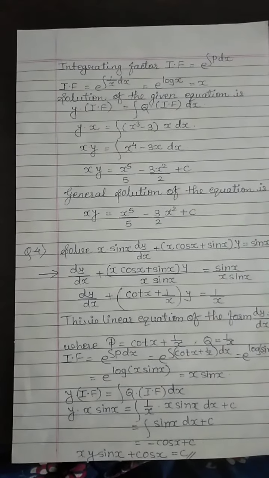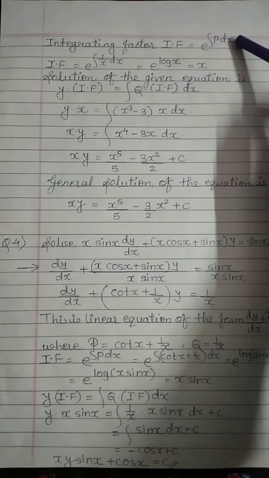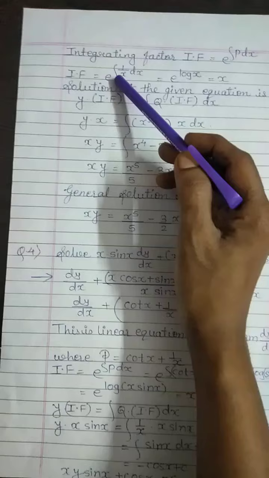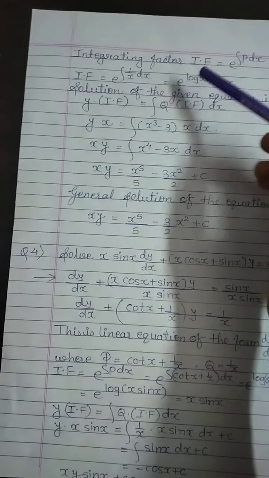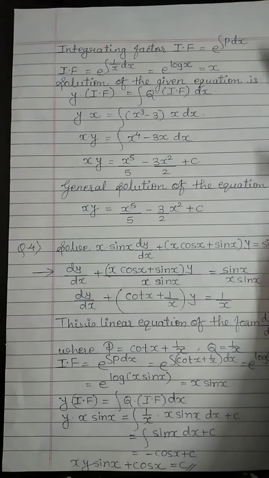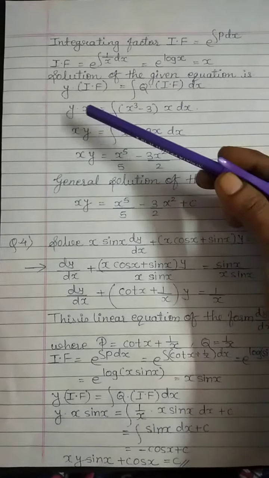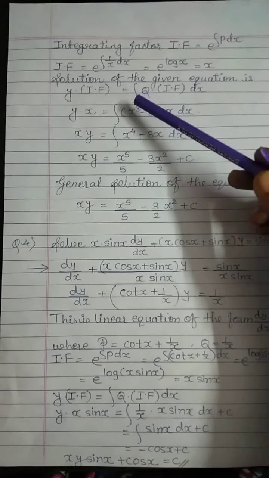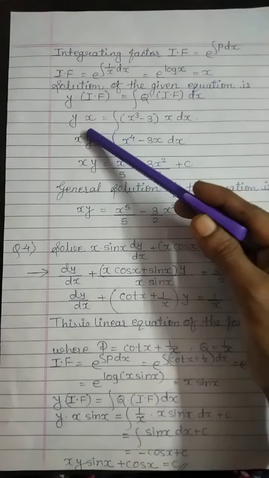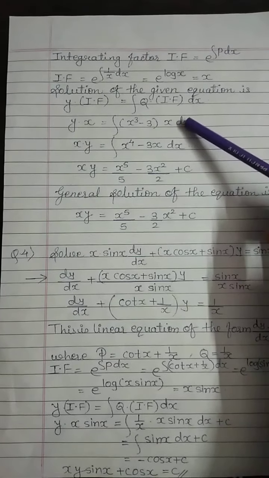Now the integrating factor IF will be given by e raised to integration of p dx. So substituting the value of p as 1 upon x, IF is equal to e raised to integration of 1 upon x dx, that is e raised to log x, and that is equal to x. That means the value of IF is equal to x. Now as we know, the solution is given by y into integrating factor is equal to integration of q into integrating factor dx. So y into x is equal to integration of x cube minus 3 into x dx.